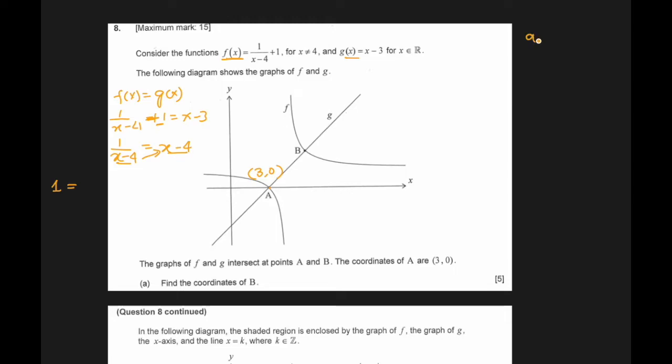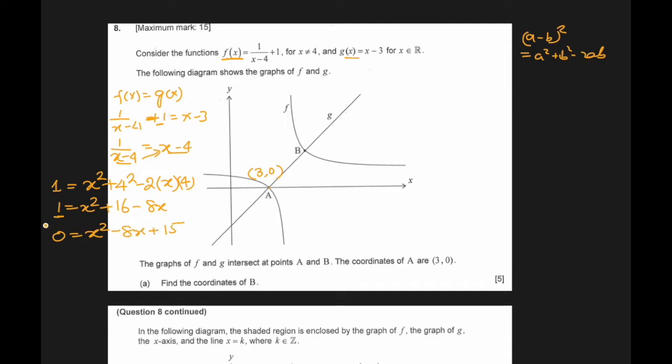And previously, if you remember, I used this identity which we very usually use in such cases: a squared plus b squared minus 2ab, this is what we use. So here it will be x squared plus 4 squared minus 2 times x times 4. So 1 equal to x squared plus 16 minus 8x, and if I bring this 1 to the right side it becomes x squared minus 8x plus 15. 16 minus 1 will be 15.